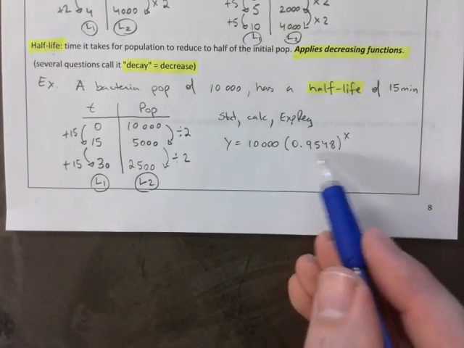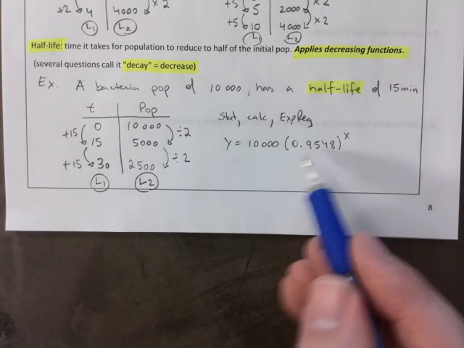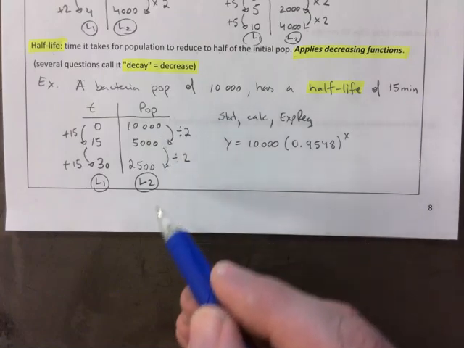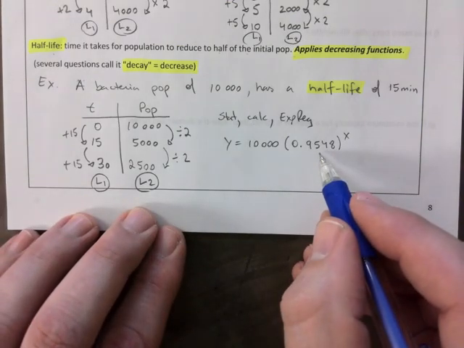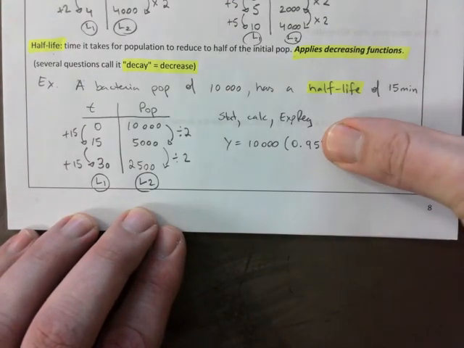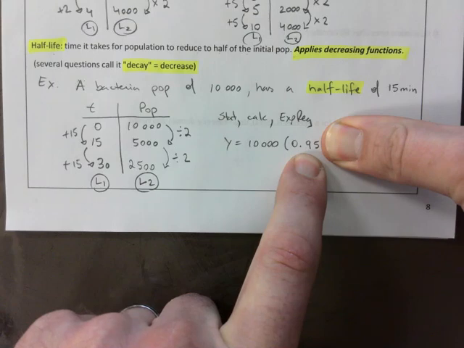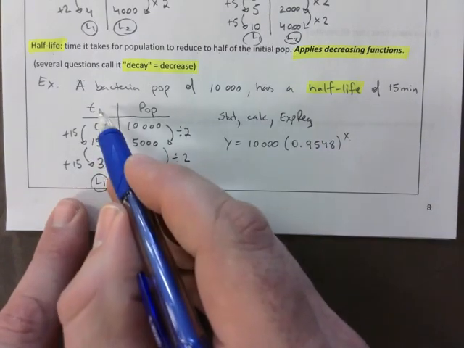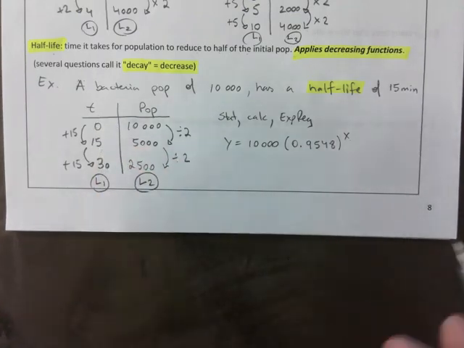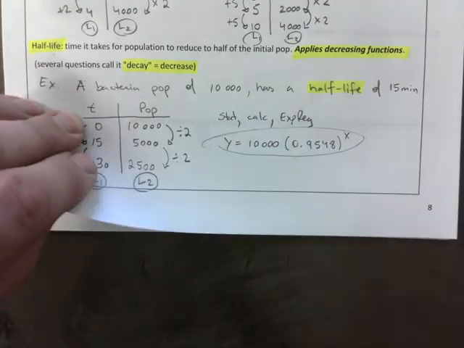But what does this tell us? When this is less than 1, we know it's a decreasing function, right? Which is what we're expecting, because half-life means you're going down in your population, you're reducing it by half. How much is it going down by, roughly? If this is 0.95, it means that it's going down by 5%, right? 0.05, which is 5%, every minute. Because right now we're dealing in minutes, so that's what you would go with there. So we'll just leave it there for now.